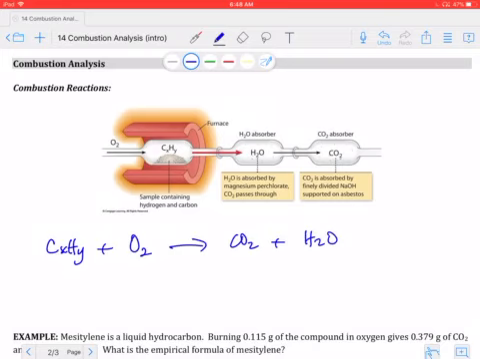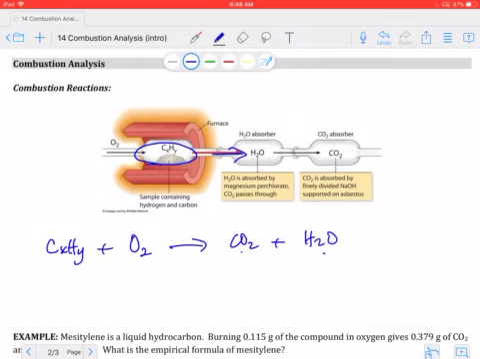So in a combustion analysis, you have a furnace. You'll put your sample in here. Oxygen will flow through the furnace or the reactor here. The reaction will happen, and then your products are going to come out. They're going to leave that chamber here, and the products should be just CO2 and water.